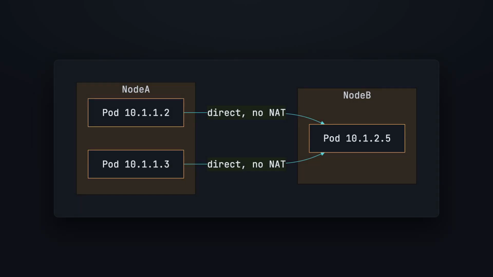Why insist on a flat network with no NAT between pods? Because it makes the mental model simple and portable. Applications can treat every pod like a machine on a big shared network, exactly the way they would on a traditional data center LAN. No port juggling, no rewriting source addresses, no surprises when a connection crosses a node boundary. That simplicity is why this contract has stayed stable while the implementations underneath have evolved.